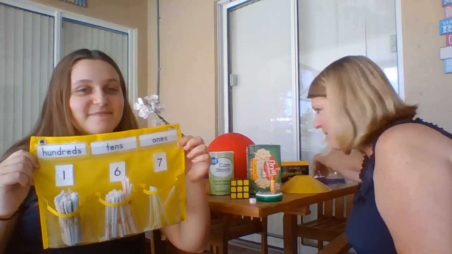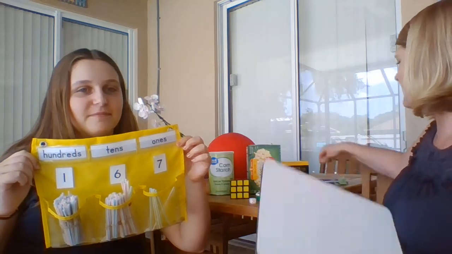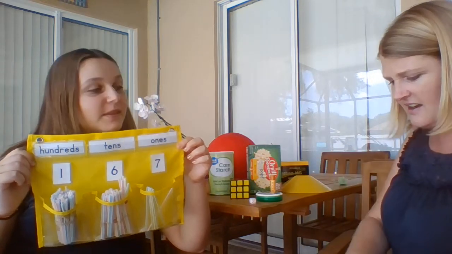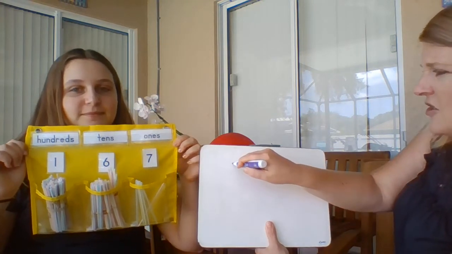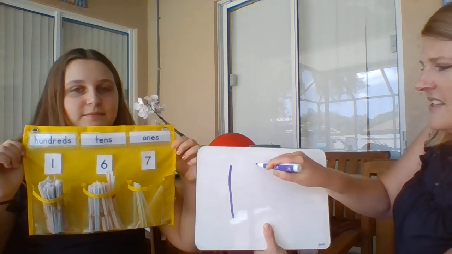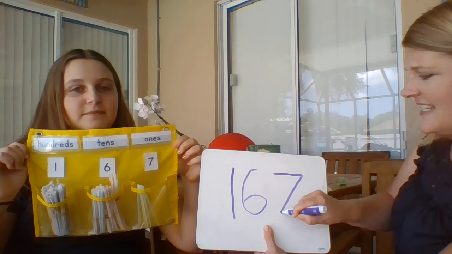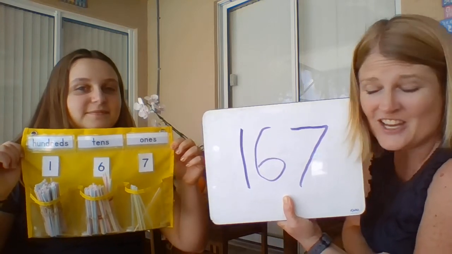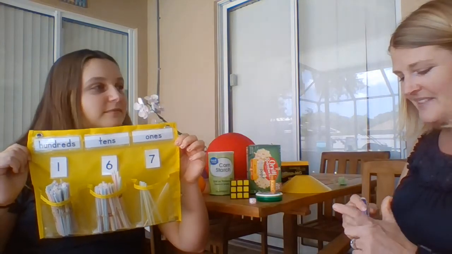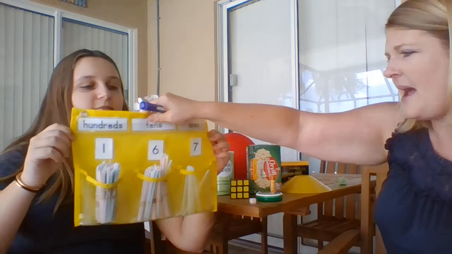Let's write the number 167. So we start with our 1 going straight down for the hundreds place, our 6 10s down and around, and our 7 ones across and down at a diagonal. 167 days of school. Check your numbers, make sure nothing's backwards. Good job. All right, Blair, I will take that.